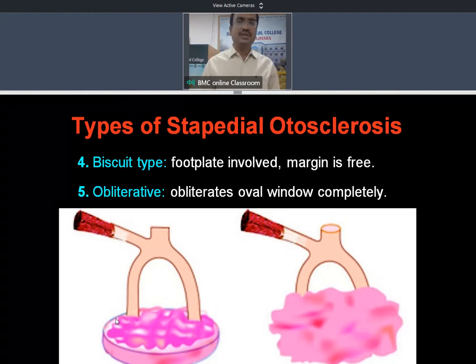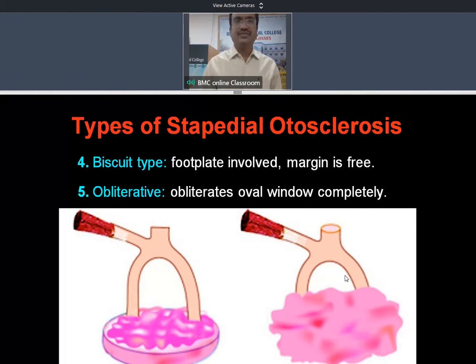So the other two types are the biscuit type and the obliterative type. In biscuit type you will see the entire footplate is involved by the otosclerotic focus. In inactive stage, this otosclerotic focus will be thicker than the normal bone, and the margin is free in the biscuit type. In obliterative type, there is entire involvement of the central part and peripheral part, with complete obliteration of the oval window by the otosclerotic foci.